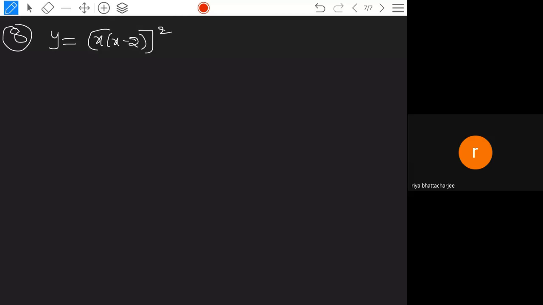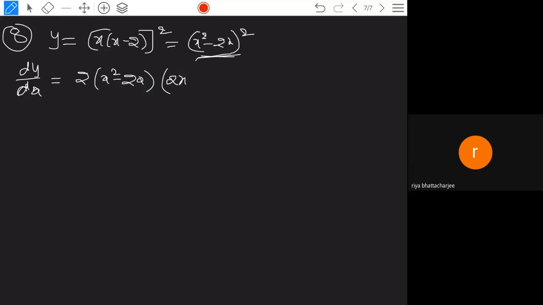So here, whenever you want to do this problem, simplify it a little. You can write it as x multiplied by (x minus 2), that is, x square minus 2x, whole square. Then what do you get, dy by dx? First find out dy by dx. dy by dx is equals to 2 into (x square minus 2x), into the differentiation of the inner part, which is 2x minus 2.